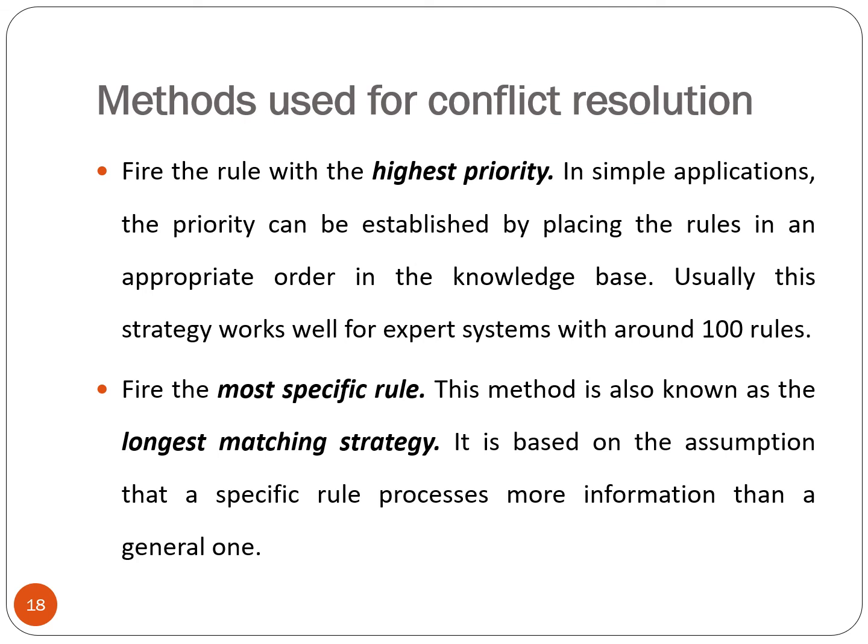Higher the most specific rule. This method is also known as the longest matching strategy, which is based on the assumption that a specific rule possesses more information than a general rule. If you have a rule which is very specific, it means that the knowledge behind the rule is higher compared to the others.